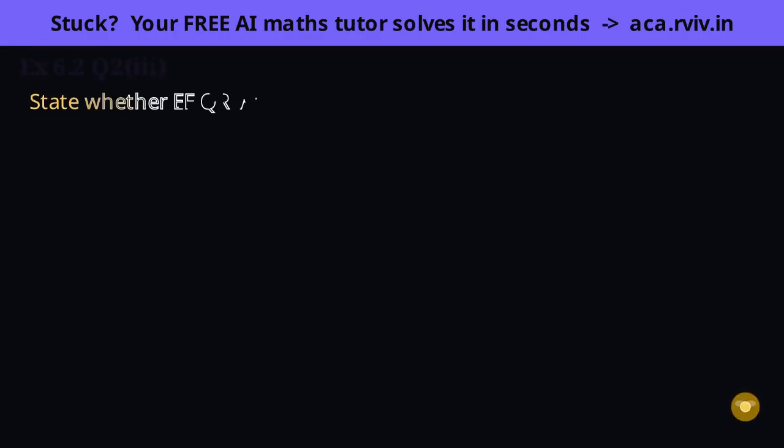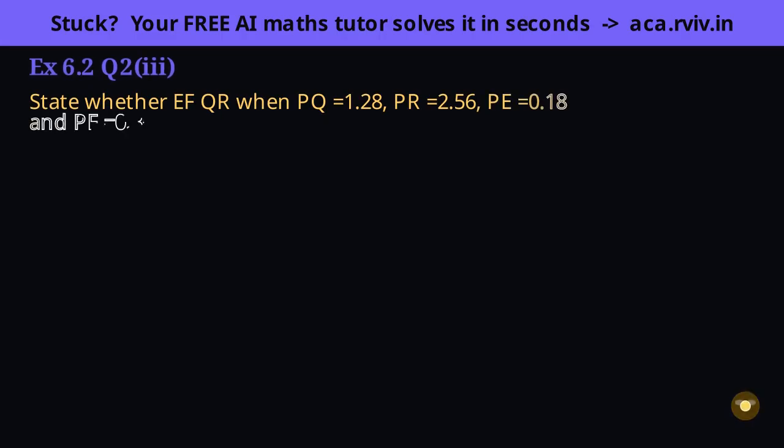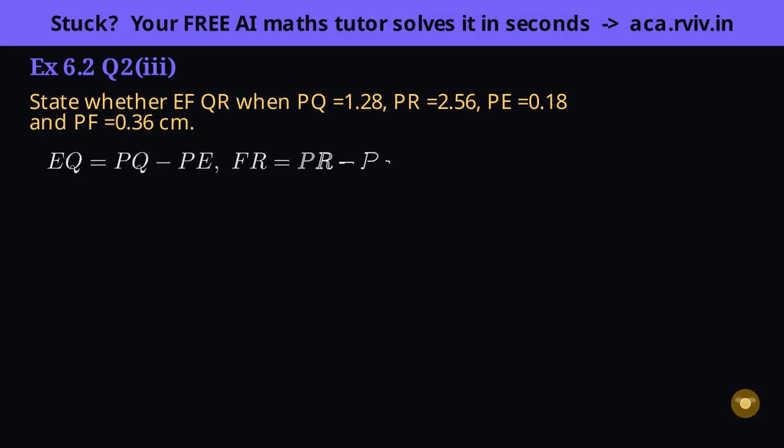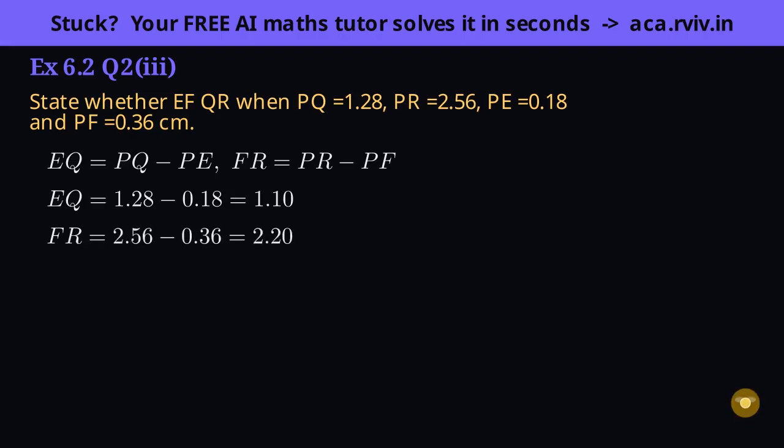Here you're given whole sides, so find the leftover pieces first. Set up: we're given the full sides and only PE, PF, so first subtract to get the remaining segments EQ and FR. Find EQ on side PQ. Find FR on side PR.